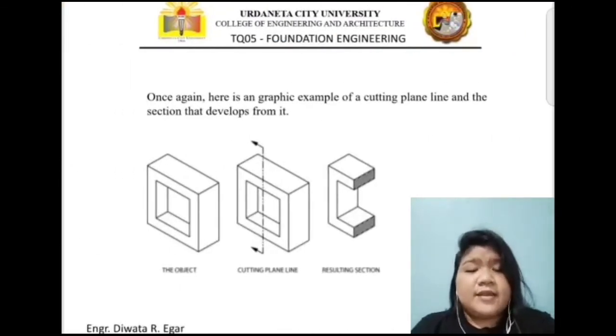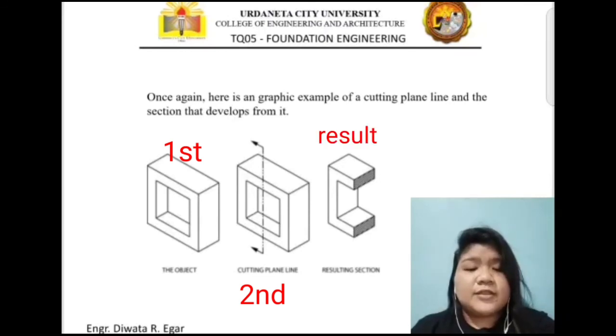Once again, here is a graphic example of a cutting plane line and the section that develops from it. So these are the examples. Example number 1 is the object. Number 2 is the cutting plane line. And number 3 is the resulting section.